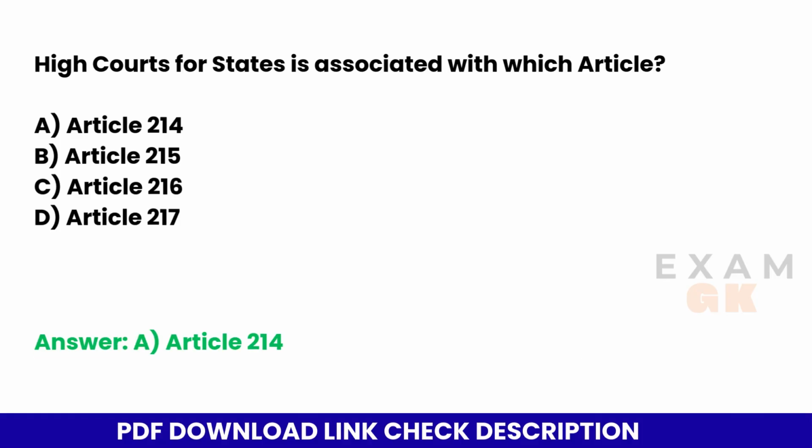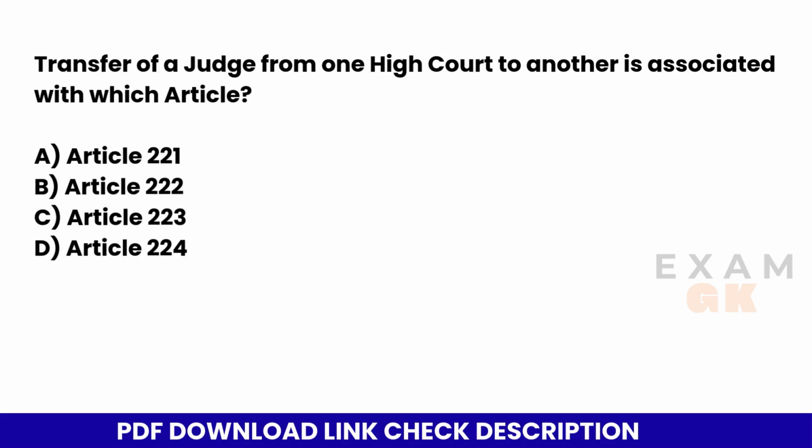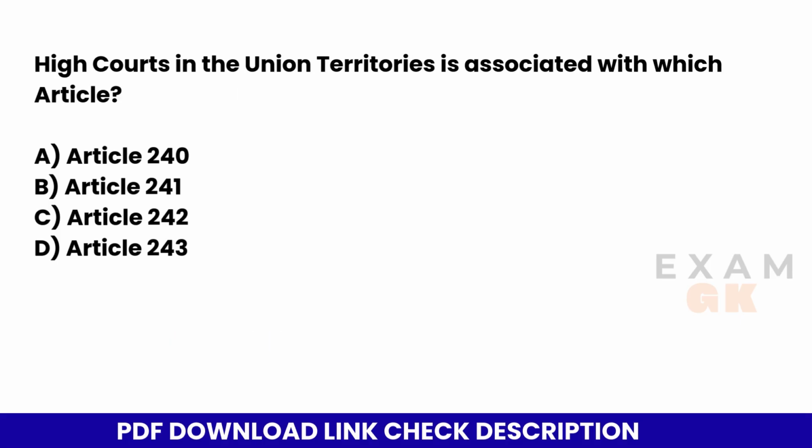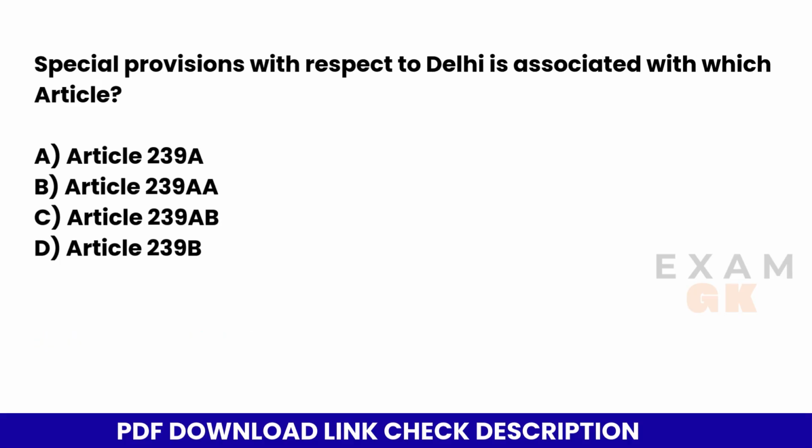Answer A. Article 214. Transfer of a judge from one high court to another is associated with which article? Answer B. Article 222. High courts in the Union Territories is associated with which article? Answer B. Article 241. Special provisions with respect to Delhi is associated with which article?